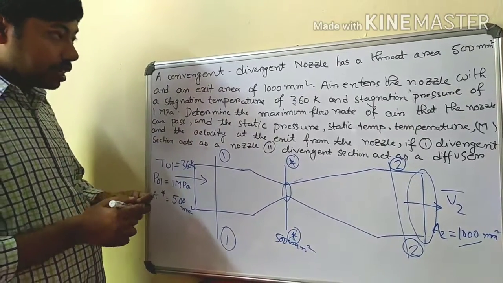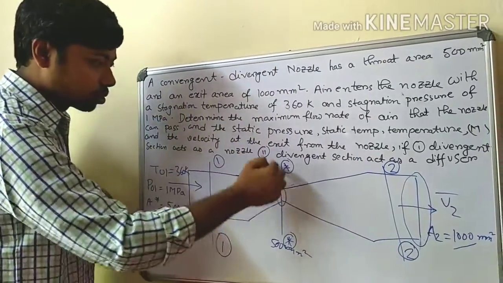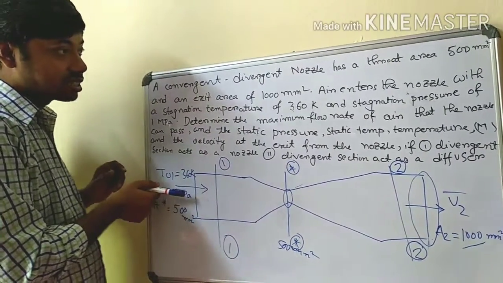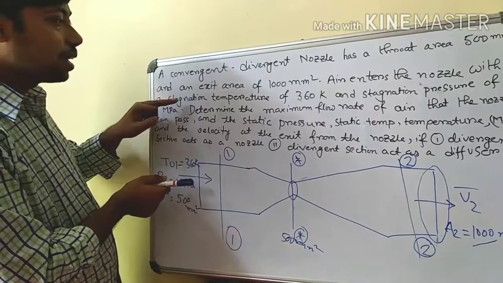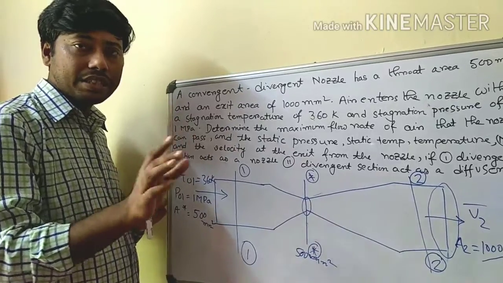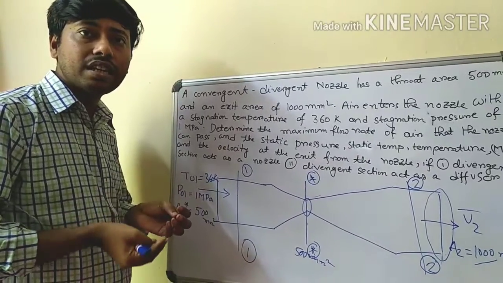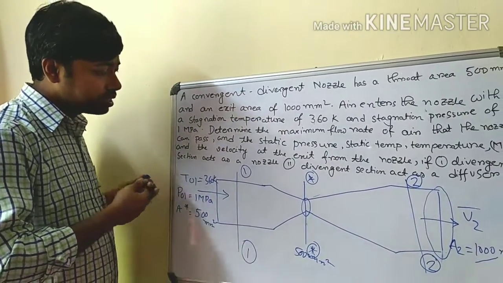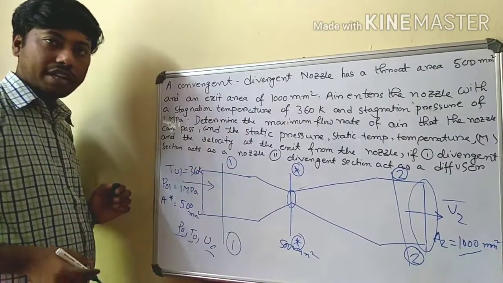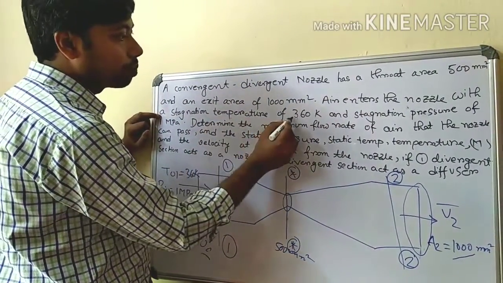Now air enters the nozzle. So this is the inlet, this is the exit, and this is the throat. This is the convergent section and this is the divergent section. So air enters through these sections, the nozzle, with a stagnation temperature. You know that the stagnation properties are defined with pressure, temperature, volume, and when you define the stagnation values they are denoted with P0, T0, V0, with the subscript 0. Now the air enters the nozzle at a stagnation temperature of 360 Kelvin.